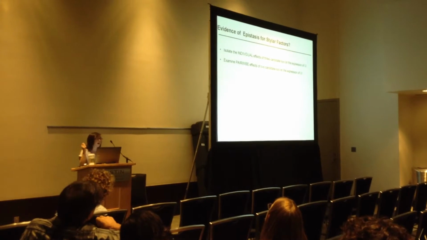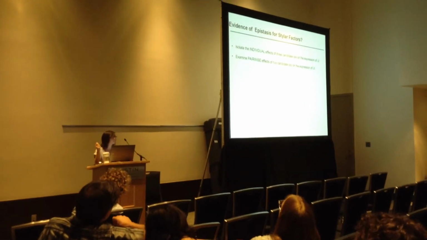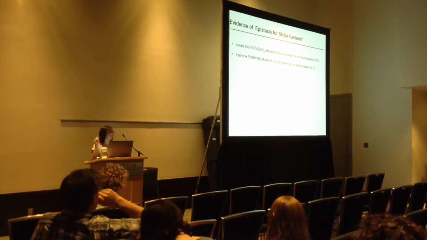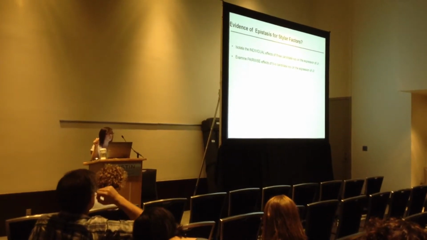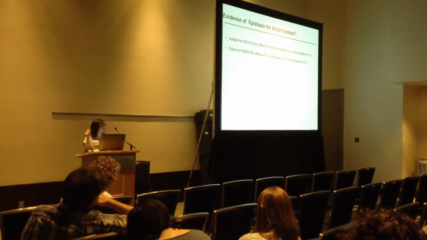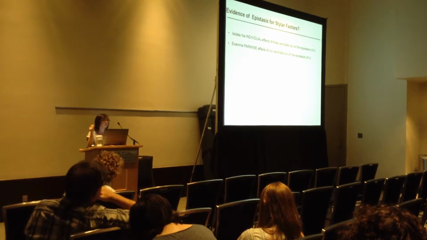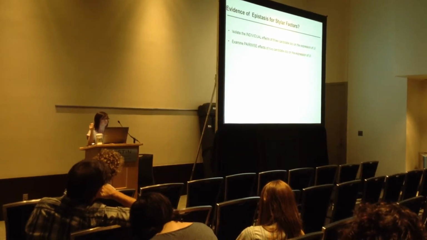So in order to ask this question, do we see evidence for epistasis for stylar factors? We're going to do two things. We're going to isolate the individual effects of these candidate loci on the expression of this pollen rejection phenotype, and we're also going to examine the effects of 2 candidate loci on the expression of UI.